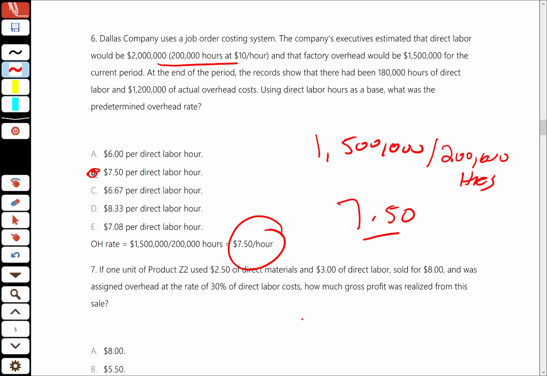750 is the predetermined overhead rate. How do I apply it? You would take that number times the actual driver, right? So is there an actual number of labor hours given to us there? Yeah, which is 180,000, the 180,000 that they gave us. Beautiful.